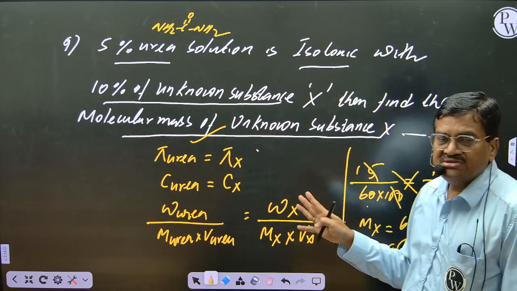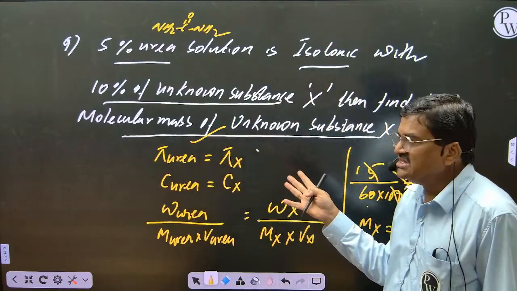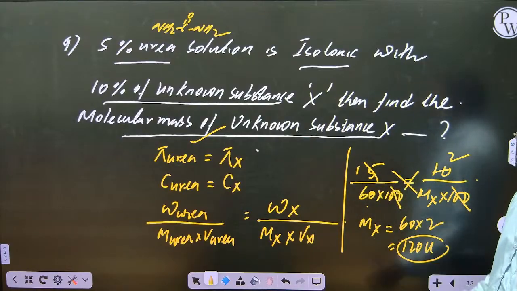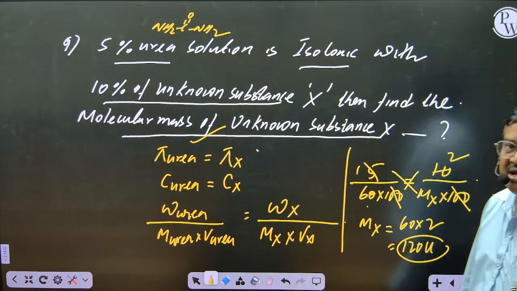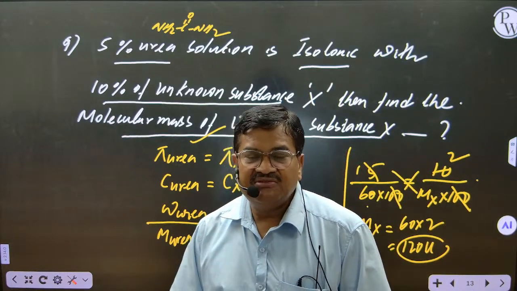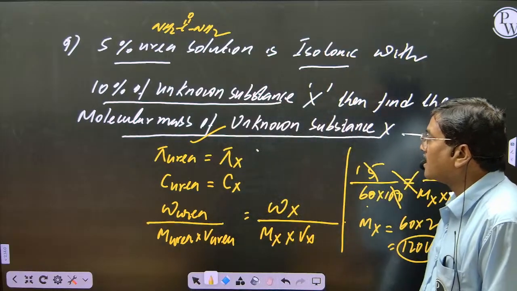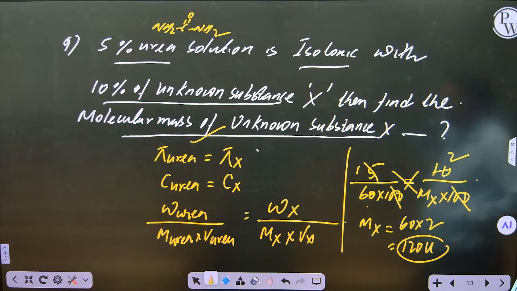Understood the symbol. So this is what isotonic is in NCERT. They are asking questions in JEE Mains as well as in NEET. We get isotonic solution. Understood the concept? Isotonic means whose concentrations are same, which we can correlate with their osmotic pressure. Following, students, all of you.